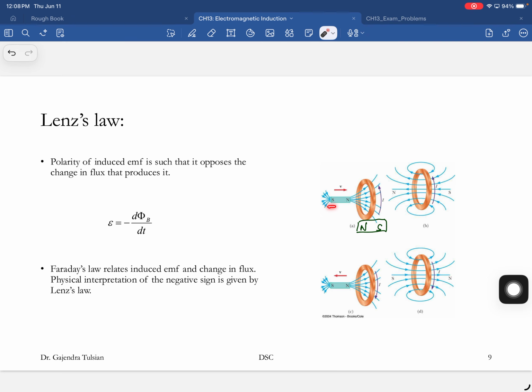So what is happening? This is the guy that is producing this induced current. And what is this current doing? It's opposing this guy. So the induced current is in a direction such that it's opposing what is producing it. This is the classic example of biting the hand that feeds you. So it's a law of nature, and that's what the negative sign is about. So the polarity of the induced EMF is such that it opposes the change in flux that produces it.